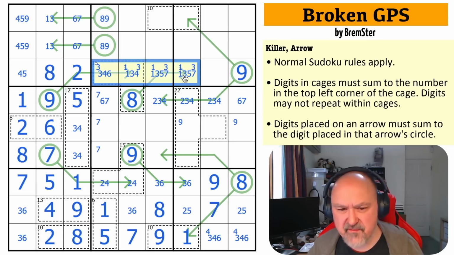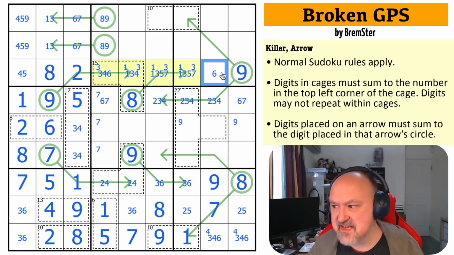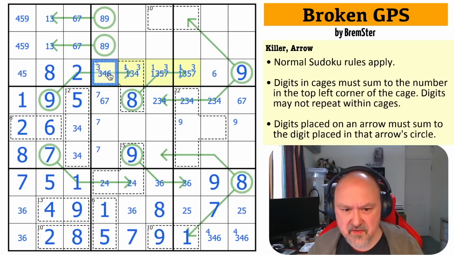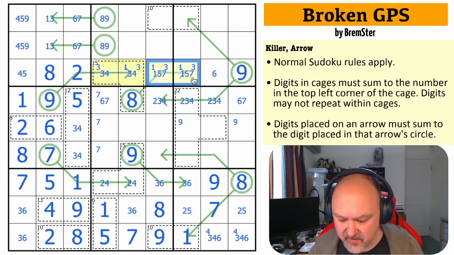If this is 1, 3, 4, 7, that's a 5. So that's a 6. And if this is 1, 3, 5, 6, that's a 4. And that would be a 7. So this can't be 1, 3, 5, 6. This is 1, 3, 4, 7. So there's no 6 there. There's no 1 there. This is a 3, 4 pair. So there's no 3 there. This is 1, 7.